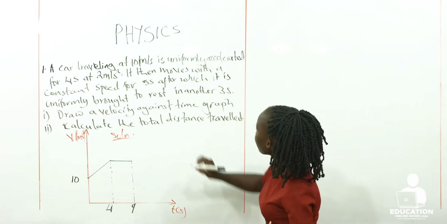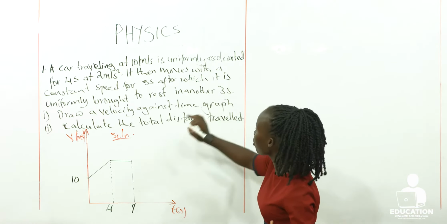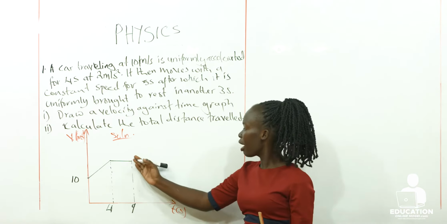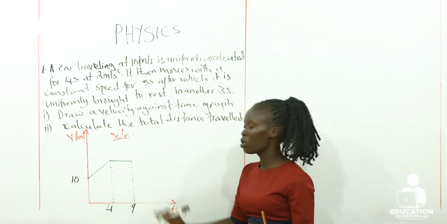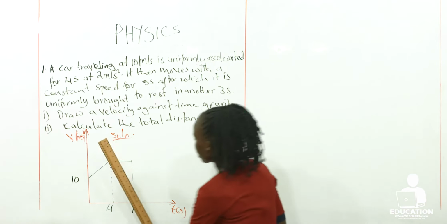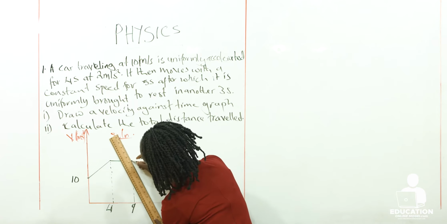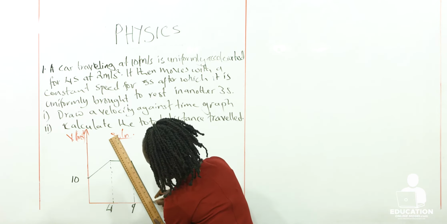Now, after which it is uniformly brought to rest. So now our car is coming back to rest. We are giving it here the retardation, and we bring it back to rest here.